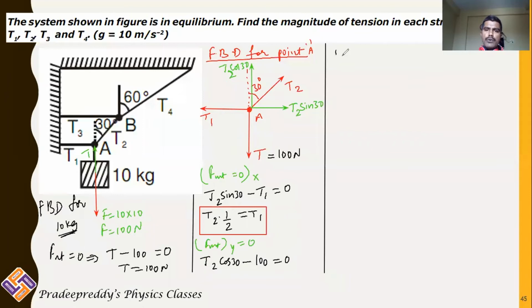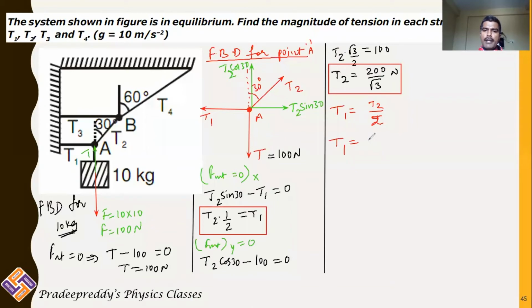Now this is T2 cos 30, which is root 3 by 2, minus 100. That goes to the other side, it is 100. This comes over here, it becomes 200. Therefore, T2 is equal to 200 divided by root 3 Newton. That is the net force acting, which is tension T2. T2 we have calculated. Now what is T1 written as? T1 is equal to T2 divided by 2. Therefore, T1 is equal to T2 divided by 2, that is 100 divided by root 3.